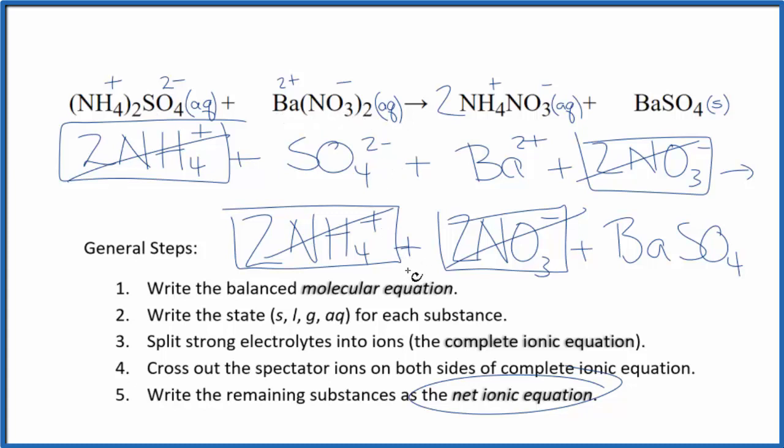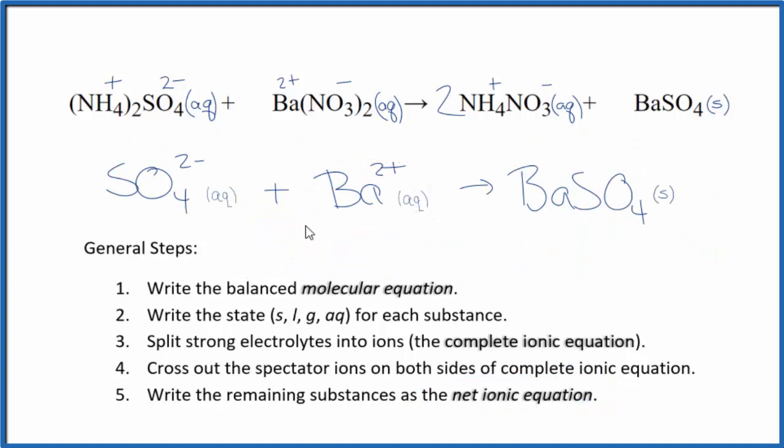I'll clean it up, put the states in, and we'll have our net ionic equation. So this is the balanced net ionic equation for ammonium sulfate plus barium nitrate. Note that charge is conserved. We have 2-, 2+. That adds up to 0, giving us a net charge of 0. Over here, this is a neutral compound, net charge of 0.